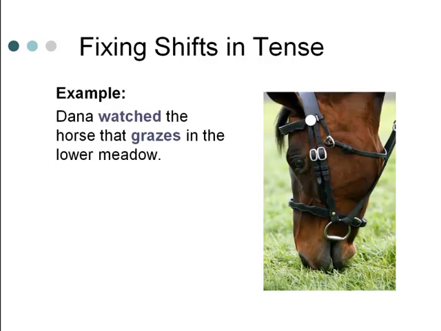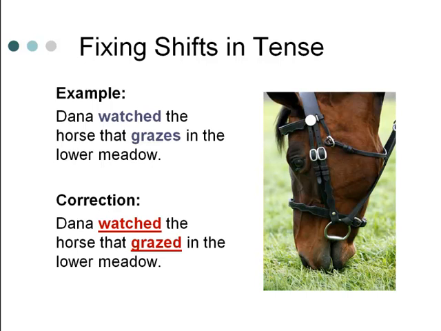Okay, another example. Dana watched the horse that grazes in the lower meadow. Can you see how we need to fix these verb tenses? Correction. Dana watched the horse that grazed in the lower meadow.